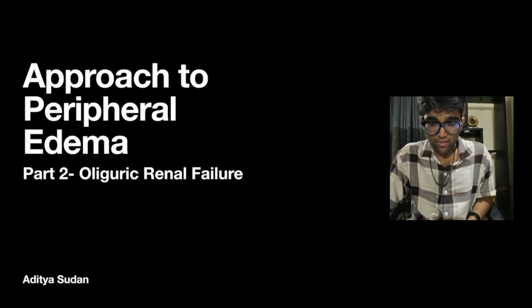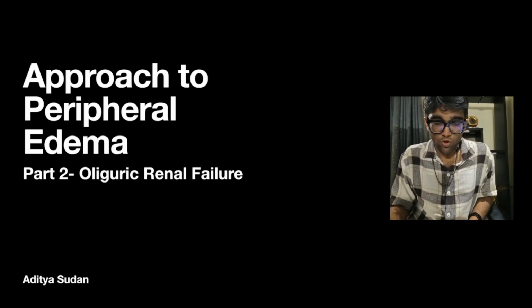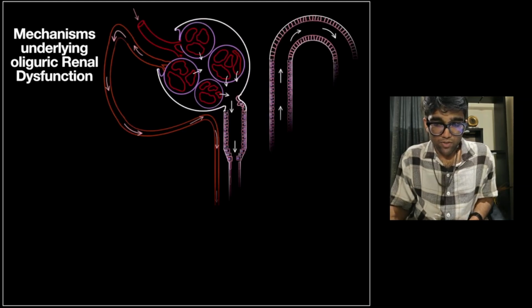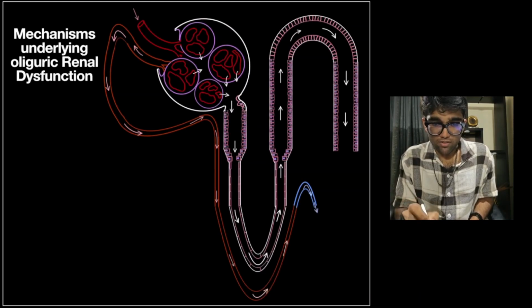Okay, so welcome back. This will be a second talk on the approach to peripheral edema, and I'll be discussing oliguric renal failure today. So, starting off with the underlying mechanisms that may be at play. This is a glomerulus. As you can see, this is the afferent arteriole, this is the efferent arteriole, this is the glomerular vascular bed itself.